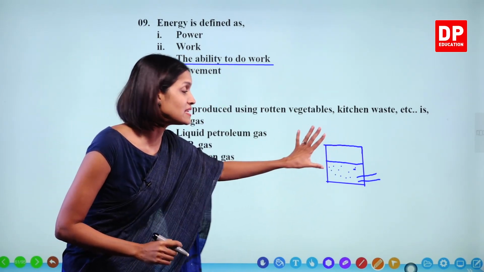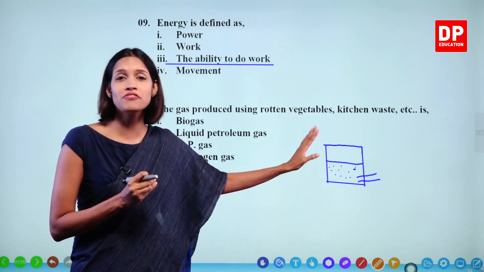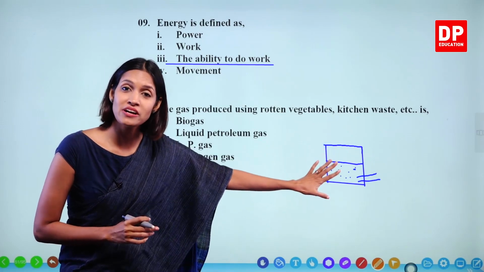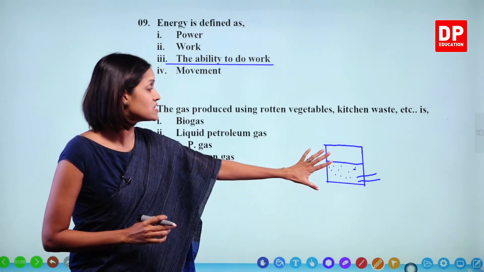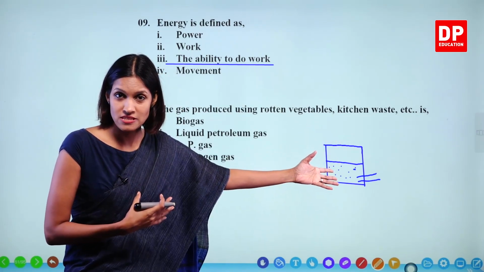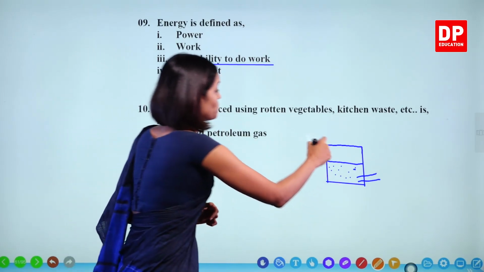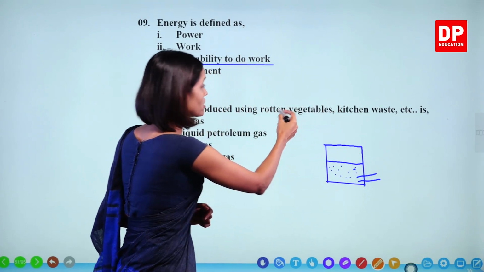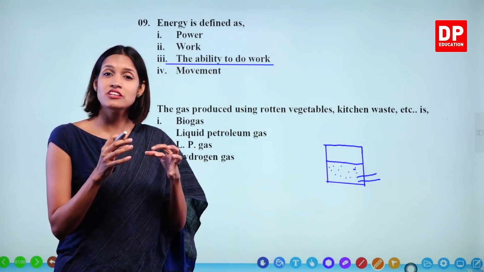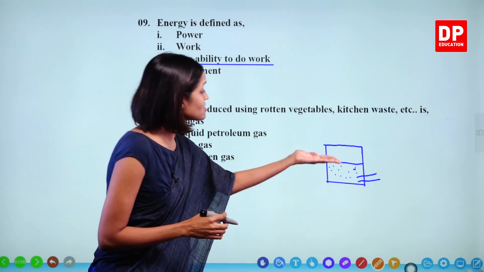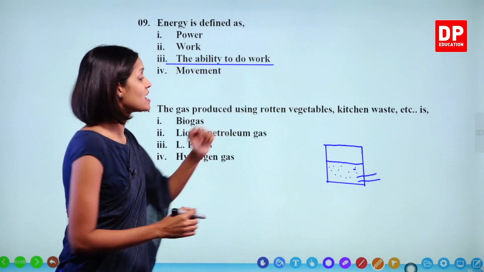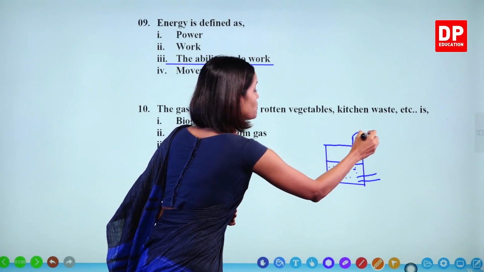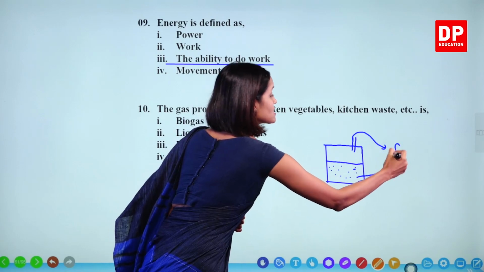Now, when the tank is sealed, only a very little amount of air is present. So, some microorganisms, some bacteria and fungi can act on these substances under these conditions. These microorganisms can break down substances like rotten vegetables and kitchen waste very slowly, and then a certain type of gas is released. This gas is known as biogas. So you can take out this gas and use it as a fuel.